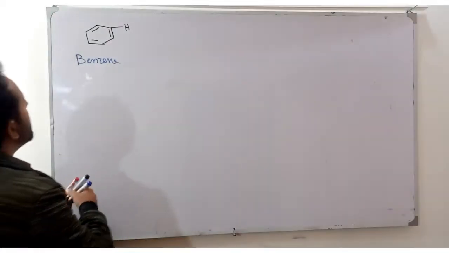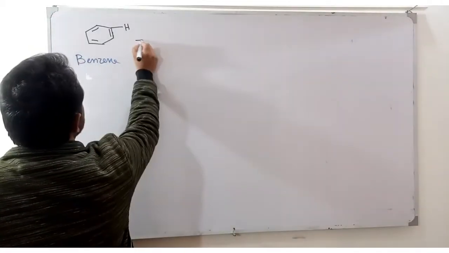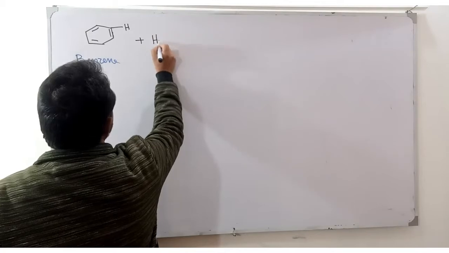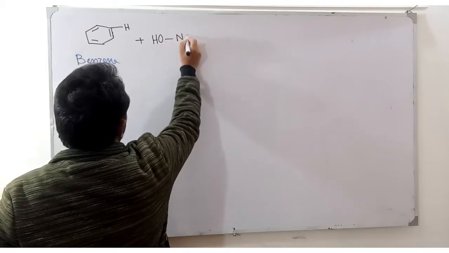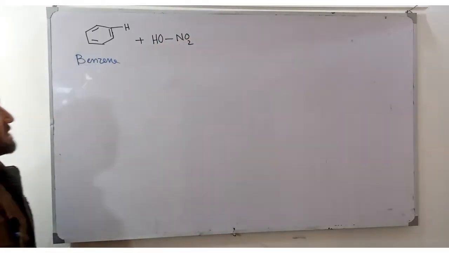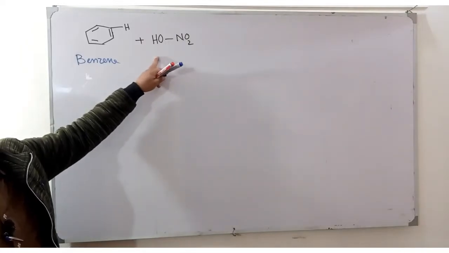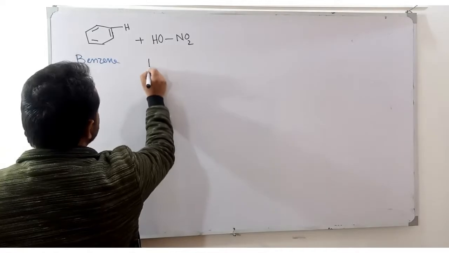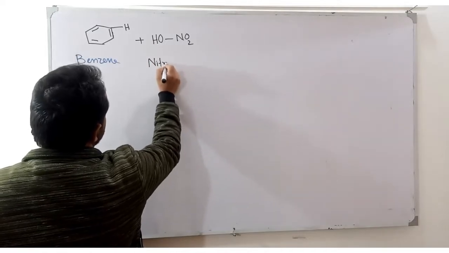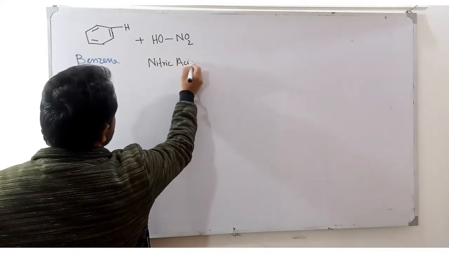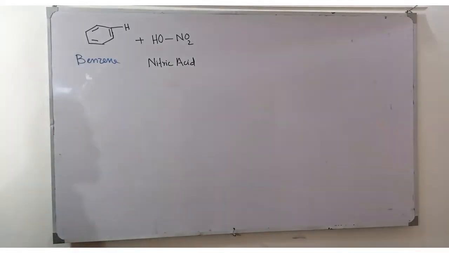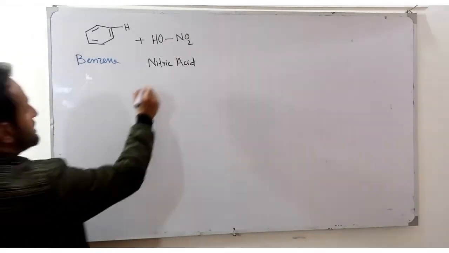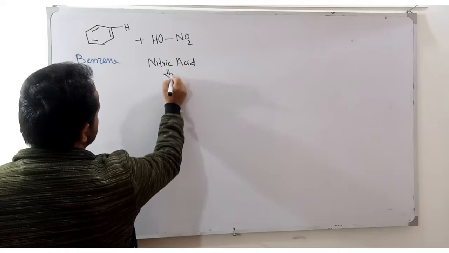So I will write here nitrating agent. Suppose this is our nitrating agent, HONO2. This is nothing different, this is simple nitric acid. So I will write its name. This is a nitric acid. We use a concentrated nitric acid in nitration. So this is basically our nitrating agent.